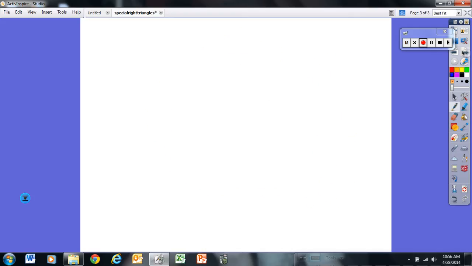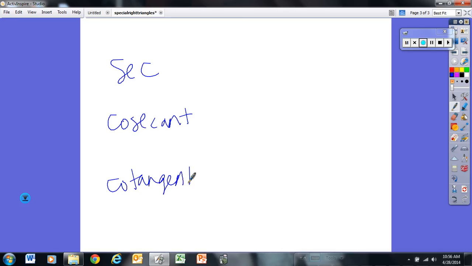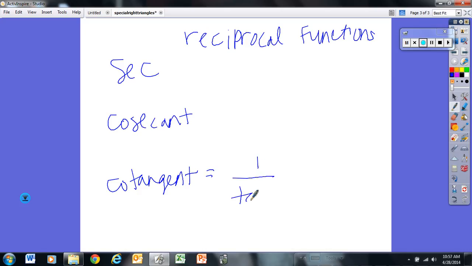Okay? In addition, you have to know 3 more things. There are 3 more terms, and they are called secant, cosecant, cotangent. Those are called reciprocal functions. And all they mean is 1 over their reciprocal. So cotangent's pretty easy. It's 1 over the tangent. So for instance, if the tangent equals 3/4, the cotangent would equal 4/3. You just flip it over.